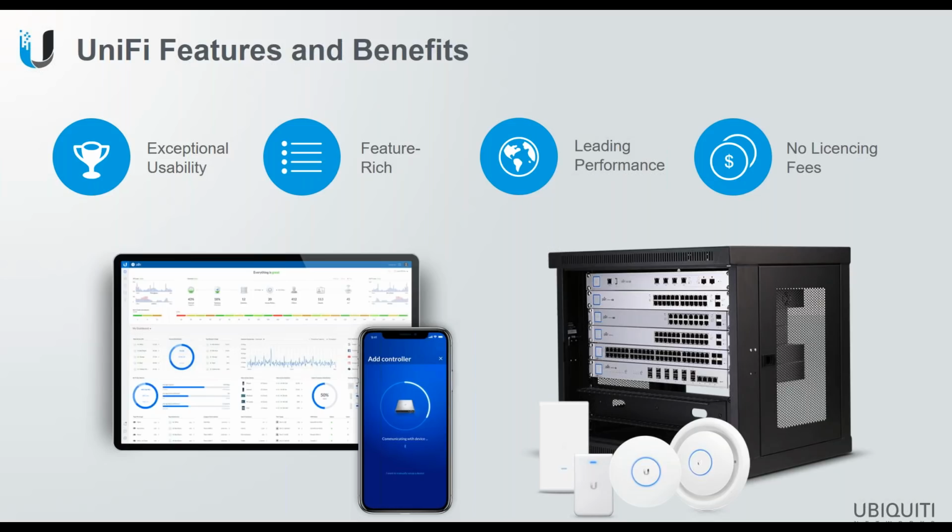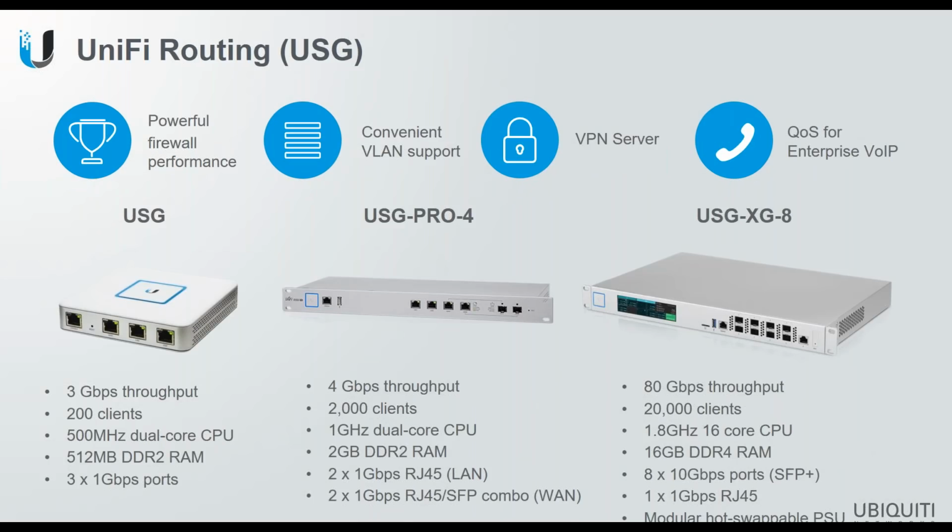So for routing in Unify, we've got the Unify security gateways. All the features you'd expect: QoS, load balancing, failover, dynamic routing, firewall, deep packet inspection. You can also run some of your basic services you might need on these as well, like if you need a radius server for your WPA enterprise.